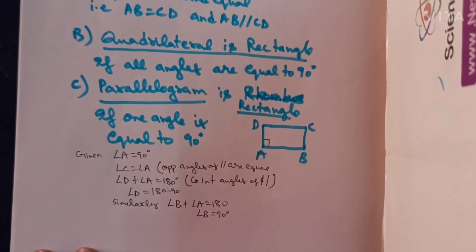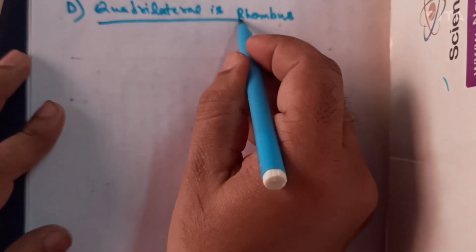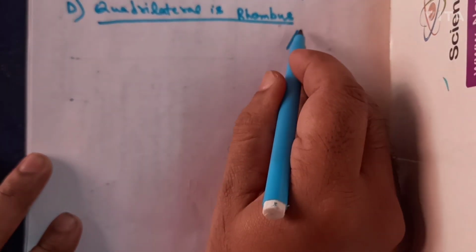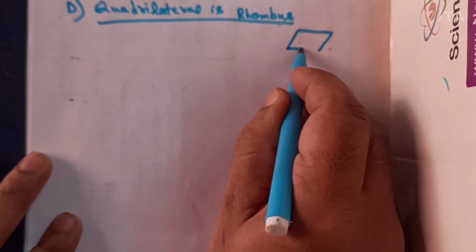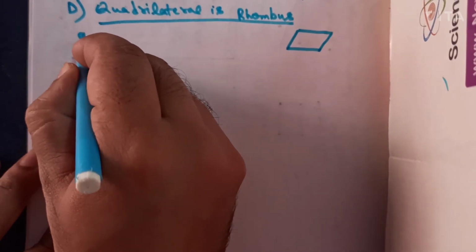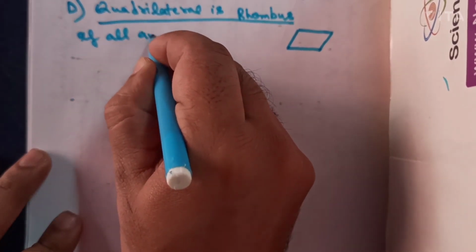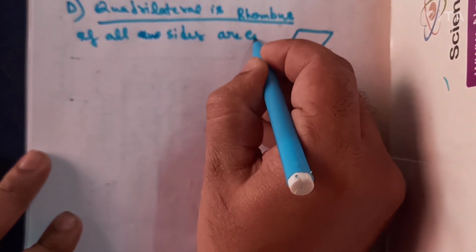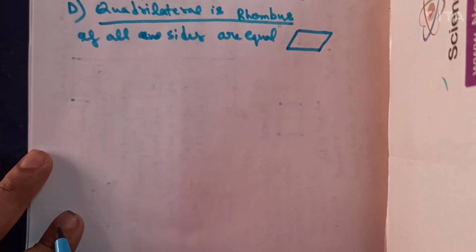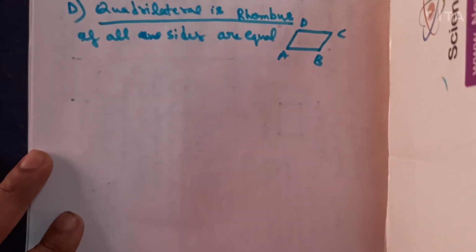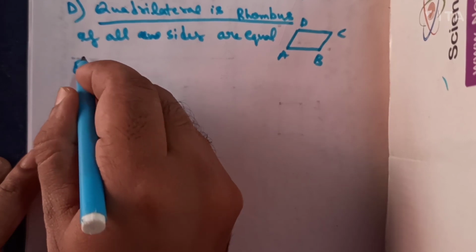Okay. Now part D, that is to prove that a given quadrilateral is a rhombus. For this we just need to prove that if all sides are equal in a quadrilateral, then the given quadrilateral is said to be a rhombus. Simple. A quadrilateral in which all sides are equal is a rhombus.